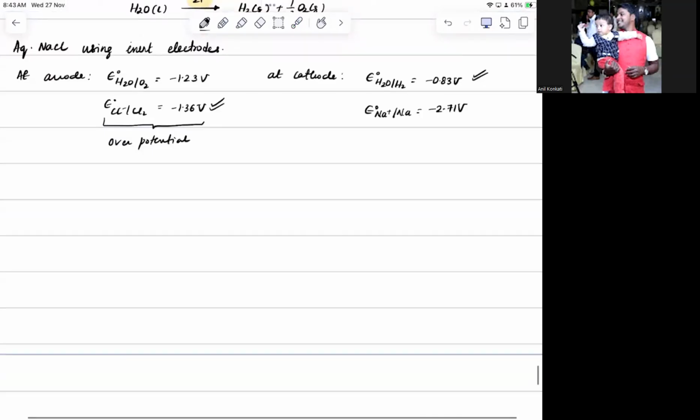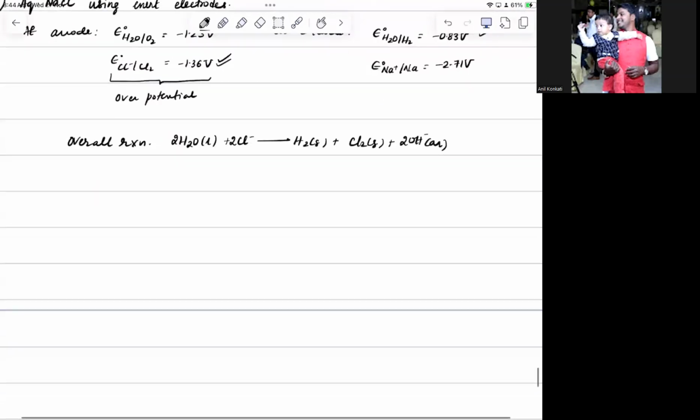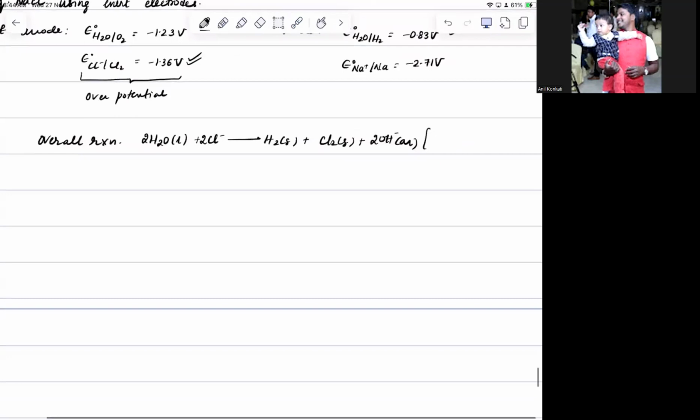So the overall reaction would be like this. Overall reaction would be 2H2O liquid plus 2Cl minus converting into H2 gas plus Cl2 gas plus 2OH minus aqueous. So this is how industrially chlorine gas is also prepared as well as H2 gas is also prepared. Got it? And this is known as the chlor-alkali process.